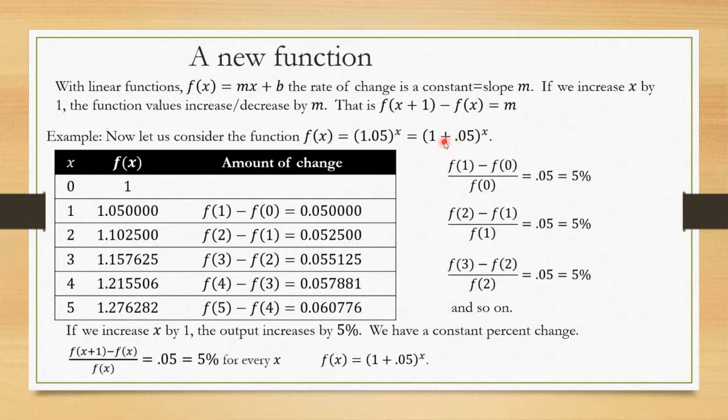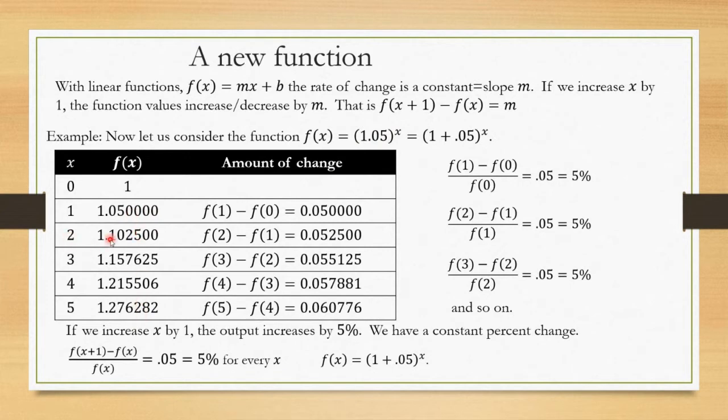Okay, so let's calculate some function values. When x is 0, the function is going to be 1. Any non-zero number raised to the 0 power is always going to be 1. In Math 104, I actually proved that. It's not hard to show. It's just based on properties of exponents. When x is 1, here we'll have 1.05 to the 1, which is this. I rounded it to 6 decimal places to be consistent.